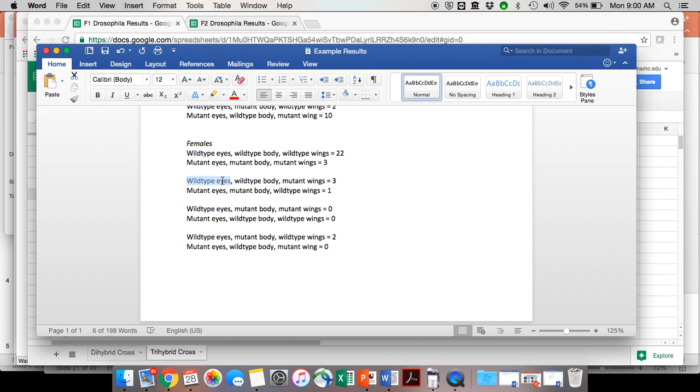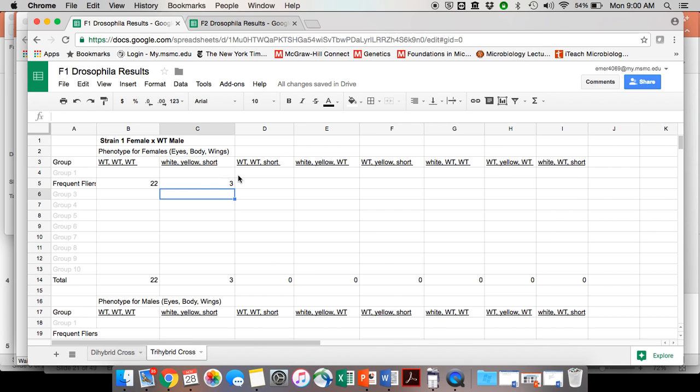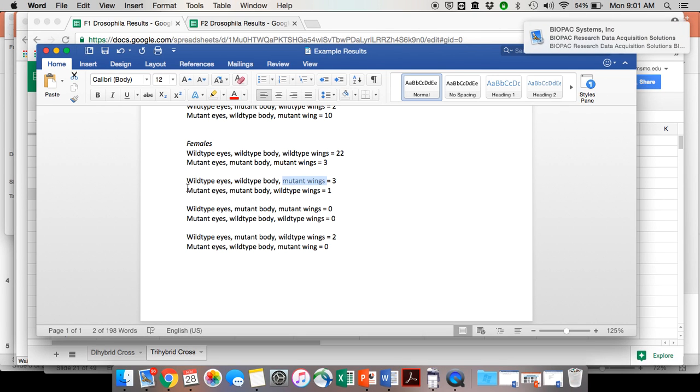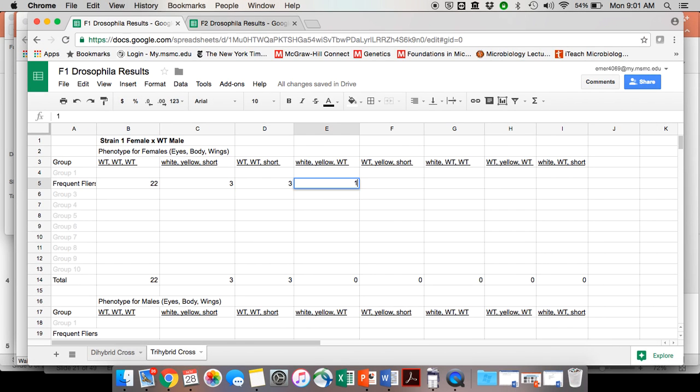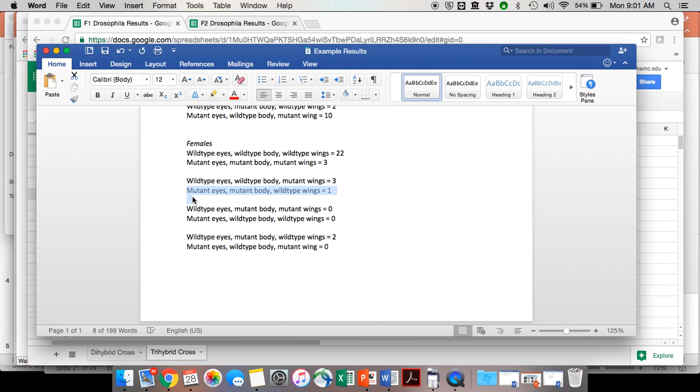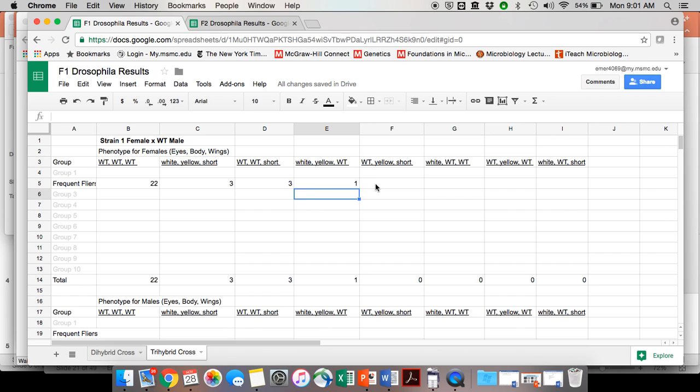Then we look at eyes were wild type, body was wild type, but the wings were mutant, short. There were 3 of those. Then we have mutant eyes, mutant body, wild type wings. 1 of those, so that's the reciprocal here. Then we have wild type eyes with mutant body, mutant wings. We had 0 of those. So we'll put in wild type eyes, mutant body, mutant wings, 0 of those.